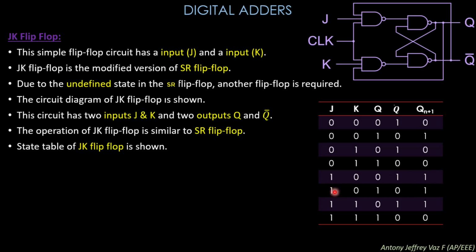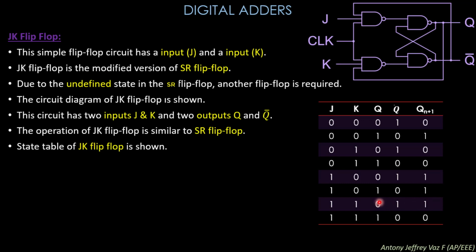So if the J value is set to 1, at once the next state of the JK flip-flop is 1. And the last stage is nothing but you are going to apply both the values as 1. In an SR flip-flop, you have an undetermined state if you apply both the values as 1. But in the case of a JK flip-flop, the value in the present state is inverted into the next value in the next state.